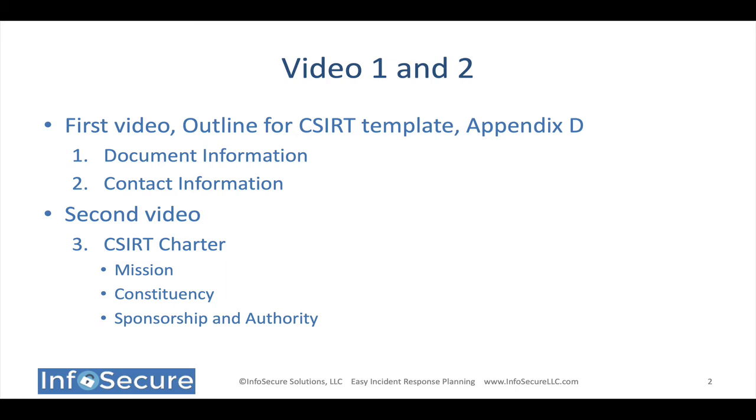The second video, and I actually went as far as saying this section of RFC 2350 is the most important, described and dealt with the CSIRT charter, which is section 3 of the outline of RFC 2350. The CSIRT charter consists of mission, constituency, sponsorship, and authority. So if you haven't seen the first two videos, I'd recommend that you take a look at those as well.